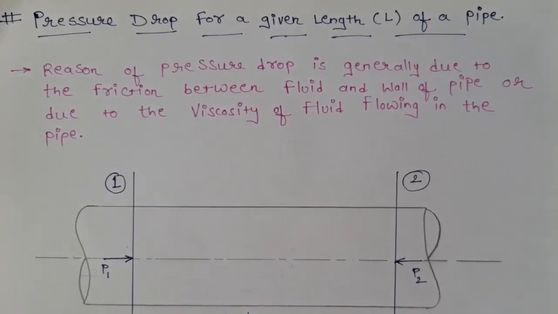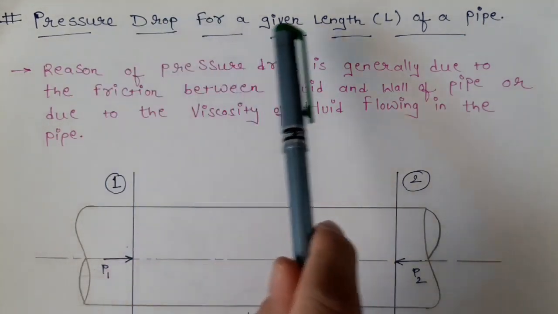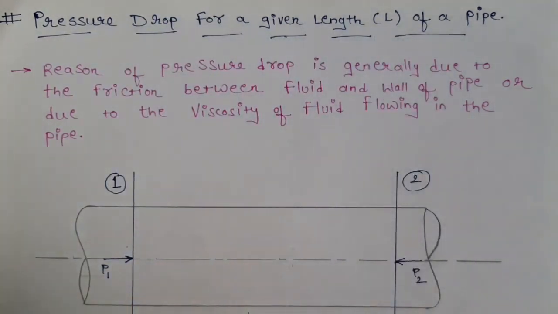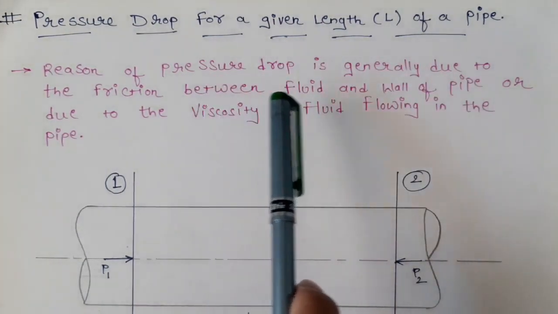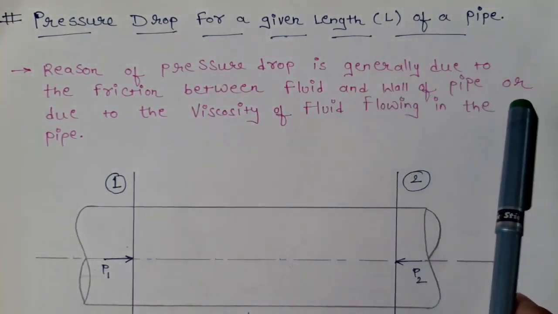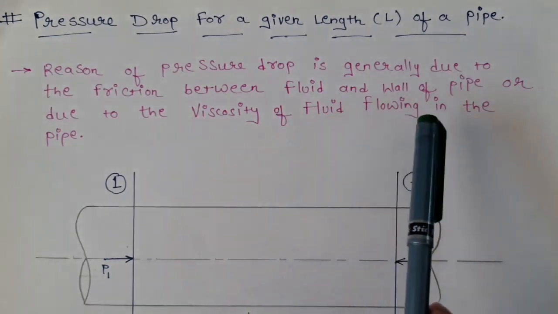In the previous video, we had discussed the average velocity of the viscous fluid flowing through the pipe and the ratio of maximum velocity to the average velocity of the viscous fluid. Today we will discuss the pressure drop for a given length L of a pipe. The reason for pressure drop is generally the friction between the fluid and the wall of the pipe, or the viscosity of the fluid flowing in the pipe.